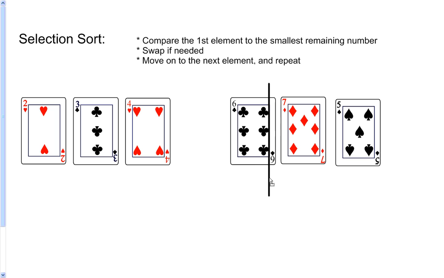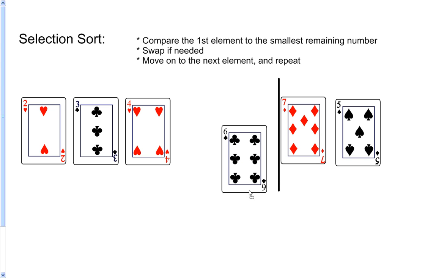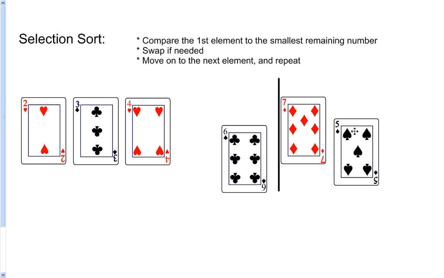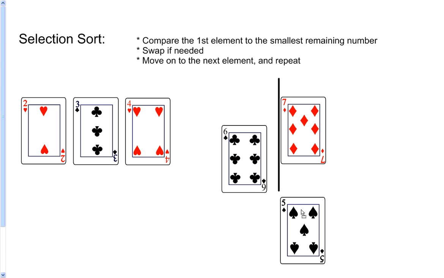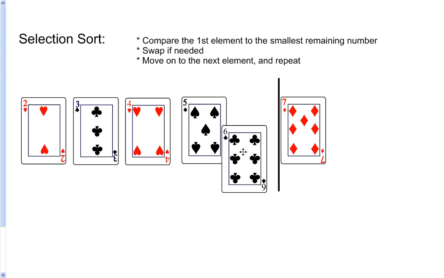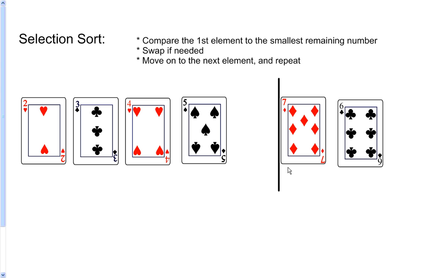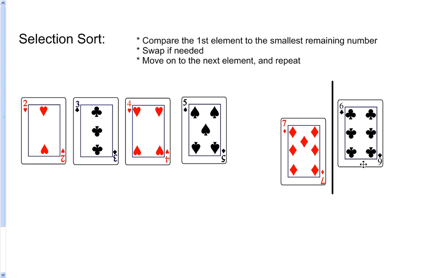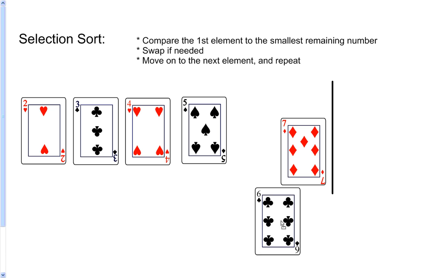So again, we move over, and we compare, should the 6 be swapped with the smallest remaining number? And the answer is yes. This is the smallest remaining, and these should be swapped out. And moving on, we ask the 7. Should the 7 be swapped with the smallest remaining number? Well, the smallest remaining number is 6. The answer is yes, these need to be swapped.